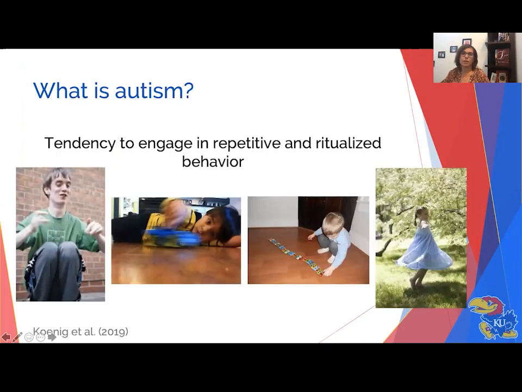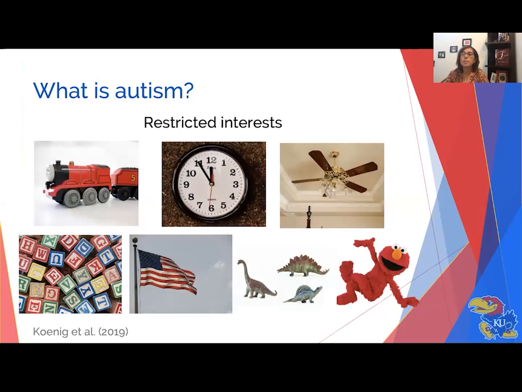So what else might we see in autism? Well, there's a tendency to engage in repetitive and ritualized behavior, things like flapping, lining up toys, and spinning. Children with autism might have some restricted interests, and it's not simply that they're interested in a particular toy or an item or a character, because most kids have interests in these kinds of things. Children with autism also show an intense focus on these things to the point where it can be difficult to disrupt them or interest them in anything else.